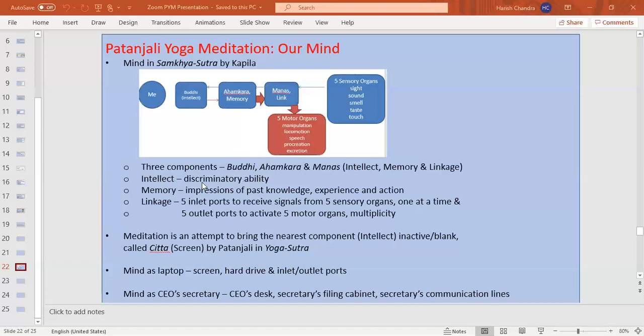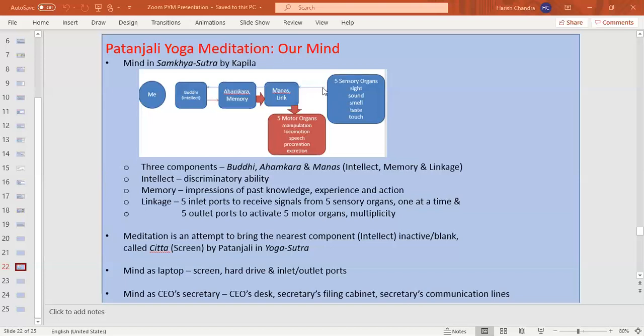So intellect I have discussed, memory also I have discussed, linkage I have discussed. You know, these are five inlet ports to receive signals from five sensory organs. Here the arrow is thin because it is one at a time. Either I see or I hear. But of course, like at this point, you may feel you are seeing me and hearing me. That happens because this is very, very fast.